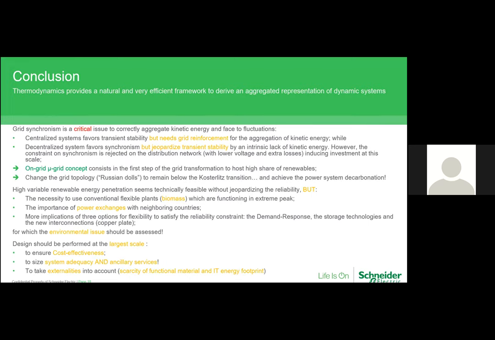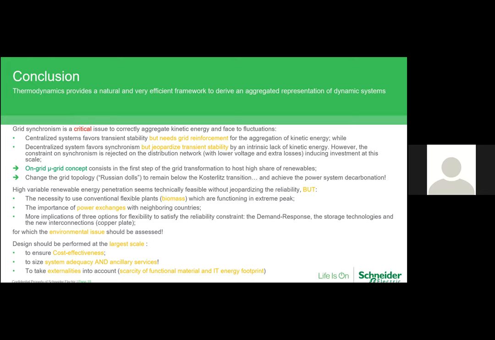So as a conclusion, the first one is that thermodynamics provides a natural and very efficient framework to derive an aggregated representation of the dynamic system. And I think we have just to discuss two aggregated energies, which are scalar and very convenient to discuss. But as a result, the grid synchronism is a critical issue to correctly aggregate the kinetic energy. And this issue is always omitted in the discussion.